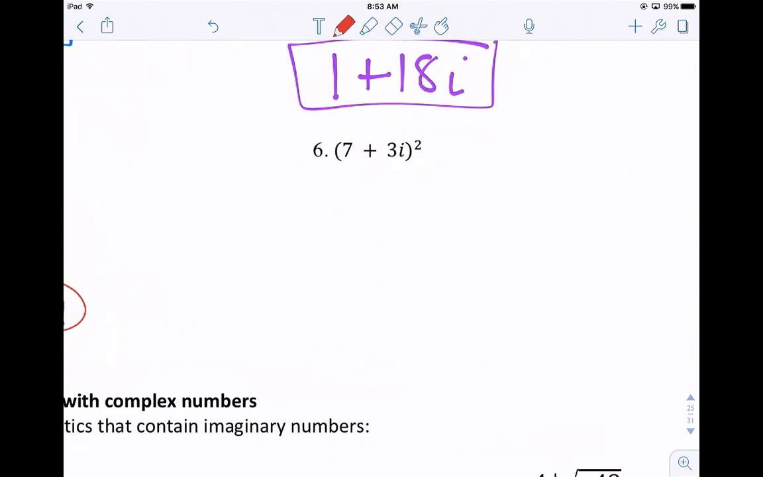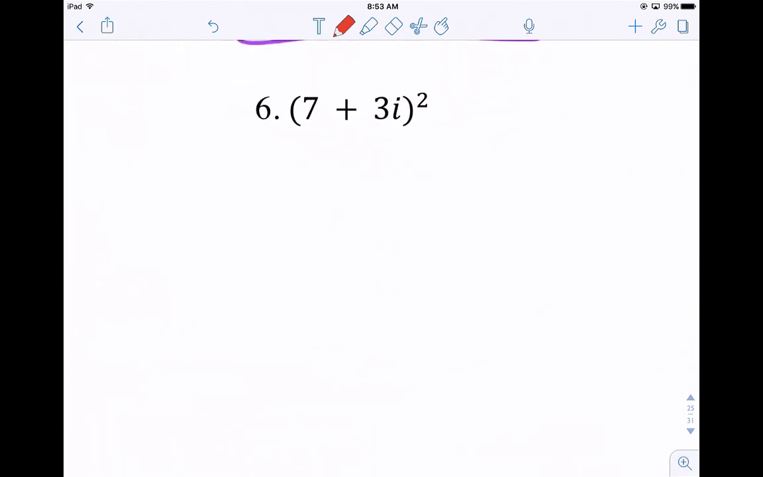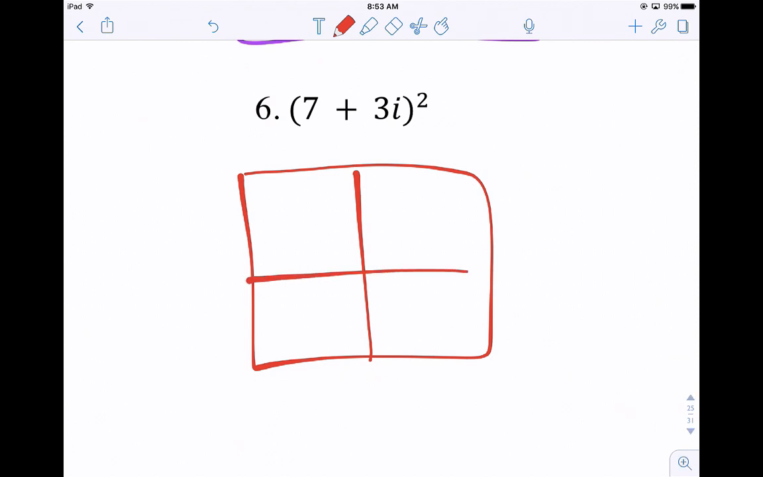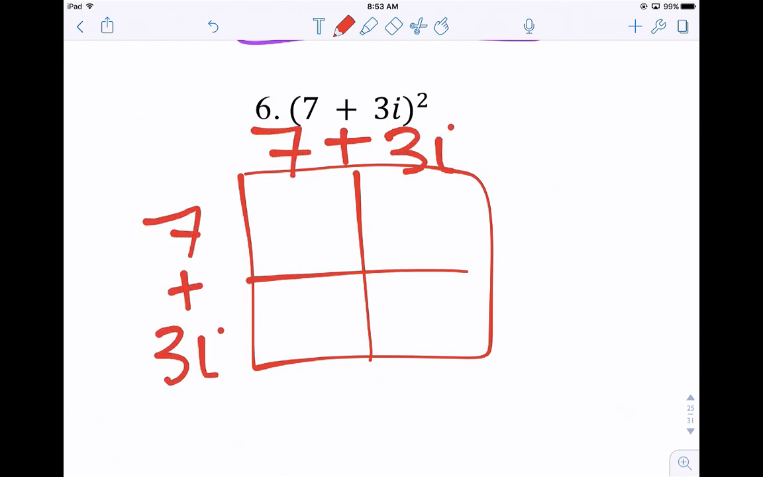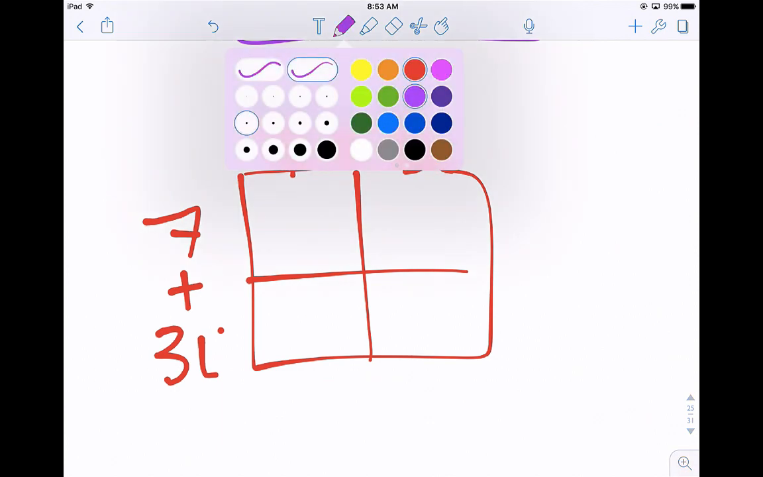All right, let's multiply one more. 7 plus 3i squared. Here's what it means. You've got 7 plus 3i this way and 7 plus 3i this way. Because it's squared, it means multiply it by itself. All right, let's get this answer.